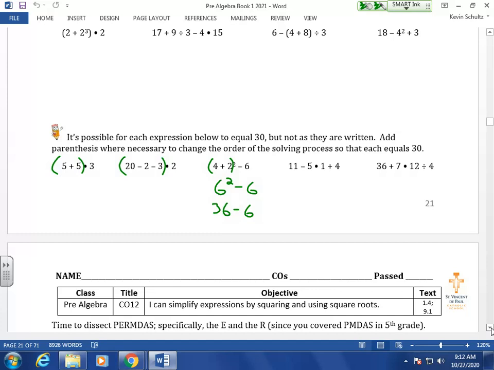This would actually require 2 sets, right? Maggie? The first one around the 11 minus 5, and the second one around the 1 plus 4. Because doing each of those first, 11 minus 5 is 6, 1 plus 4 is 5. 6 times 5 is how we get to 30. So 2 sets of parentheses were required here to get the difference and the sum first, and then multiply those together. And the last one, where'd you put them here?